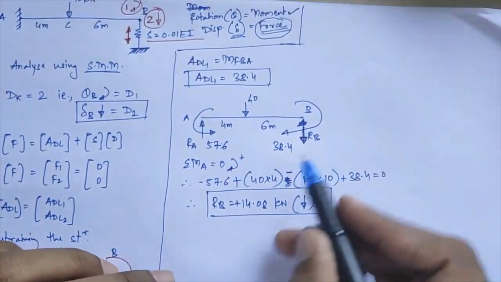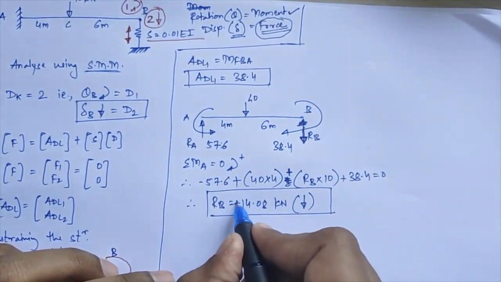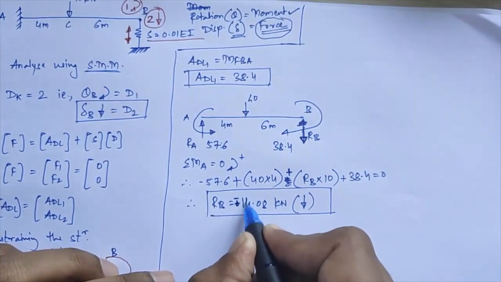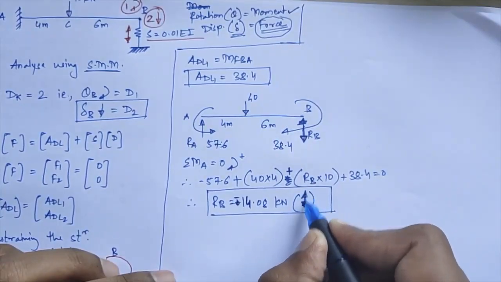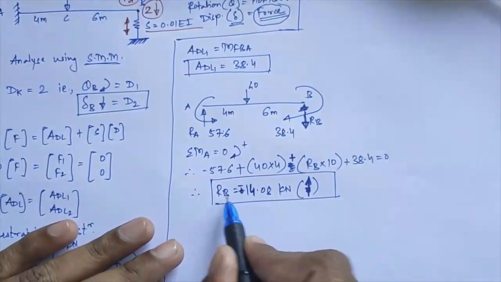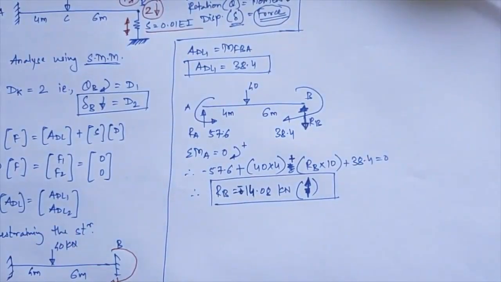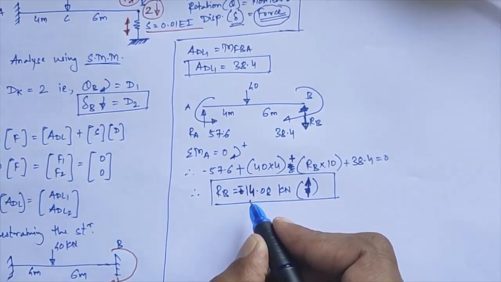Okay, sorry, here this RB into 10 will be a clockwise moment, and this RB I am getting as minus 14.08. So minus indicates that my assumed direction is wrong over there. So RB will be acting in upward direction over there. So you make the correction, RB will be acting in upward direction.